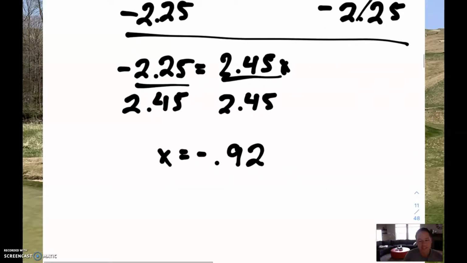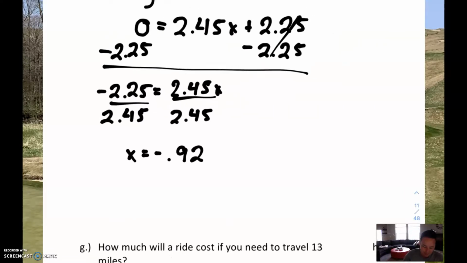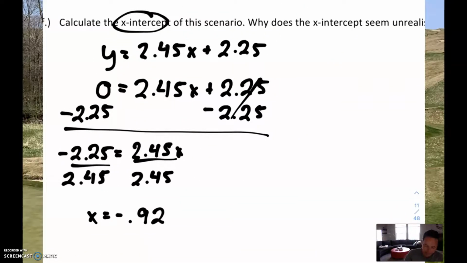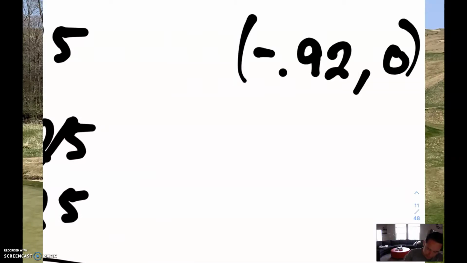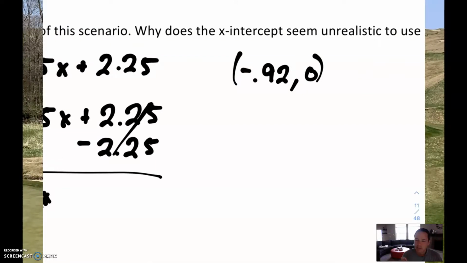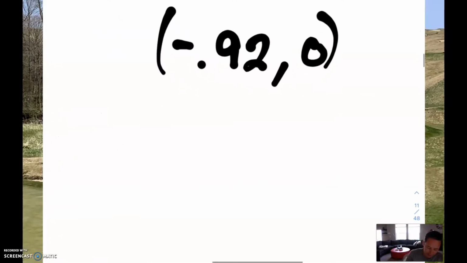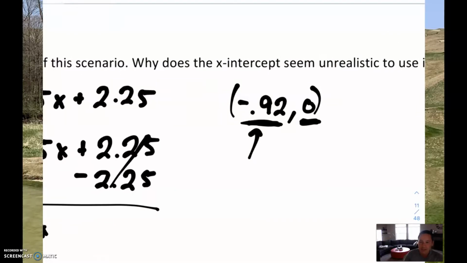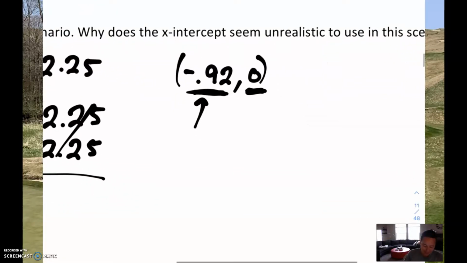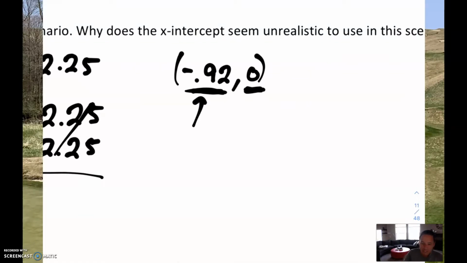Now, it's not the decimal that makes this weird. We can have decimals for answers, that's fine. But let's write this as a coordinate and try to interpret it. It would be negative 0.92, comma 0. This is your x-intercept. What this means is, if you take a ride that is negative 0.92 miles, it's going to cost $0. Could you ever take a ride in an Uber that goes negative miles? No, distance can't be negative. So why does this seem unrealistic? You're never going to have a ride that goes negative miles.